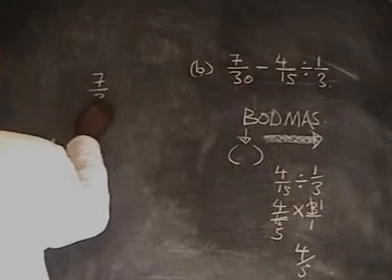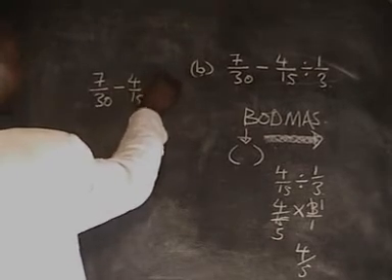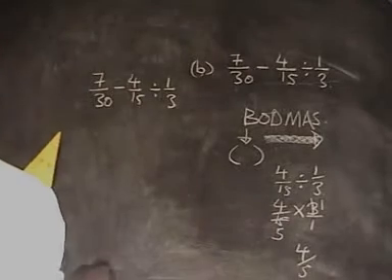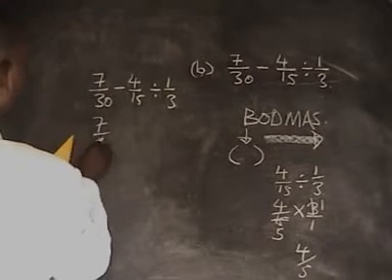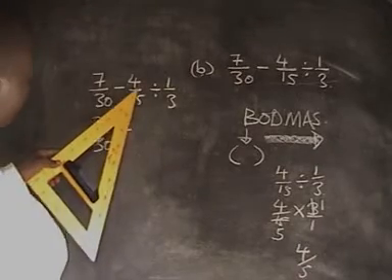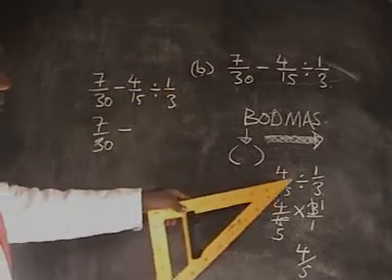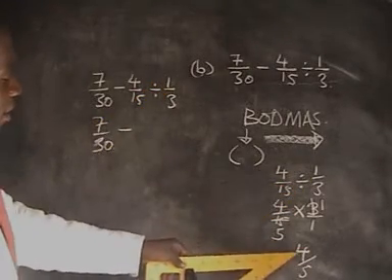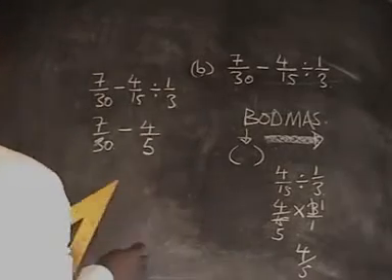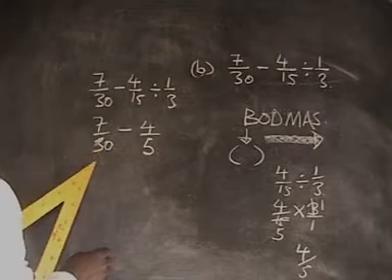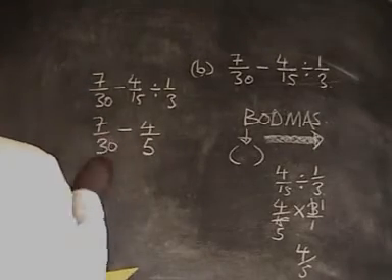This is 7 over 30 minus 4 over 15 divided by 1 over 3. You have seen that this is 7 over 30 minus. You have seen how I have treated 4 over 15 divided by 1 over 3, so that I arrive at 4/5. So it is this 4/5 which must be subtracted from 7/30. Let me write properly there.